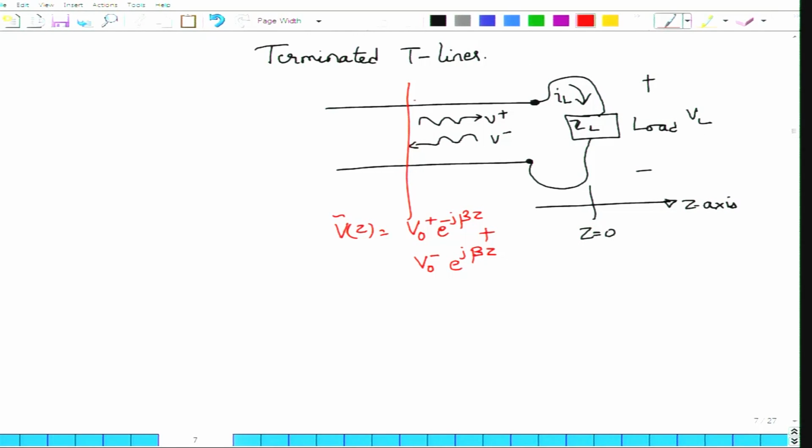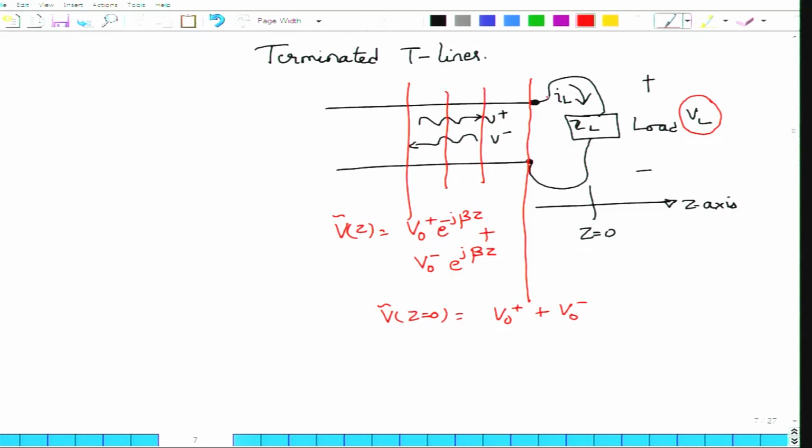That would be the same case if I draw the plane here. At this plane also it would be the same situation, this plane it is also the same situation, it would exactly be the same situation at z equal to 0. But what will happen to this V at z equal to 0? This would be equal to V0+ + V0-, that is the total voltage, right. That would be equal to V0+ + V0-, simply because z is equal to 0 here. But at this voltage, I do know that the total voltage is actually the load voltage VL.